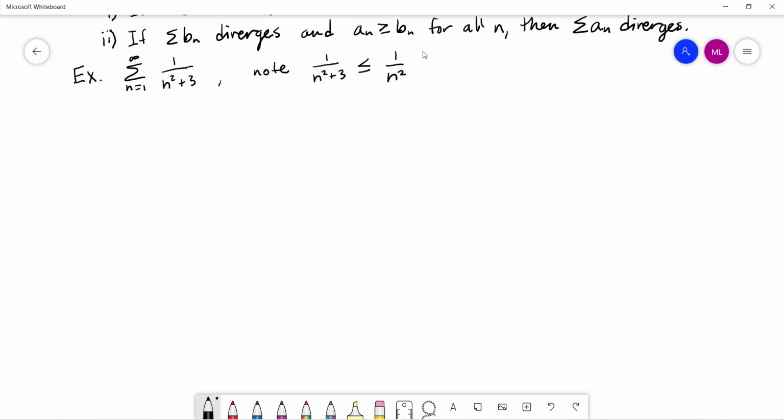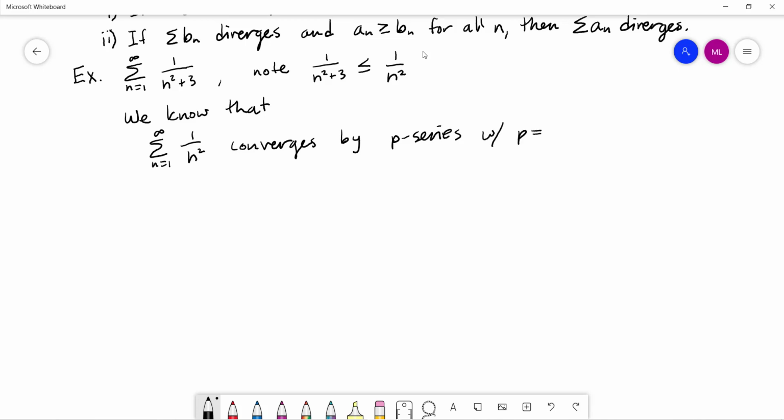So we know that the sum from n equals 1 to infinity of 1 over n squared converges by our p-series test with p equal to 2, which is greater than 1. Right? The cutoff was always whenever p is greater than 1, a p-series will converge.